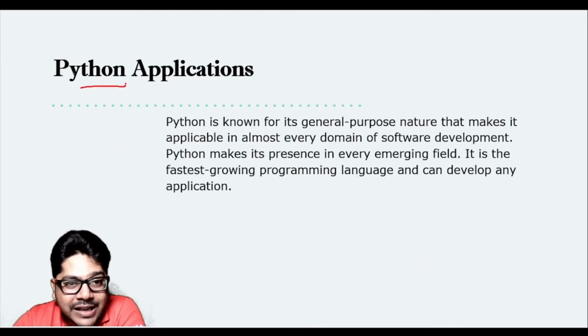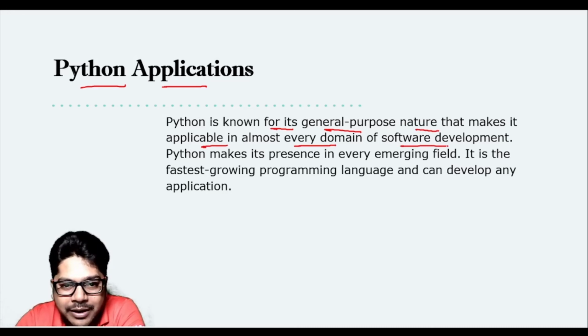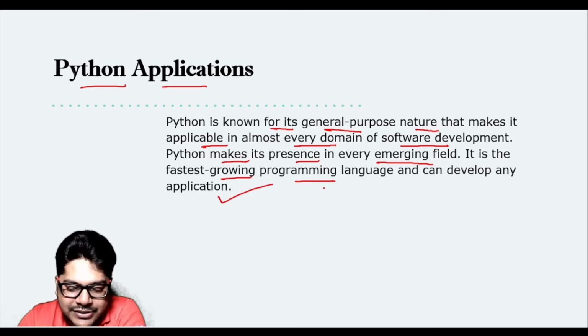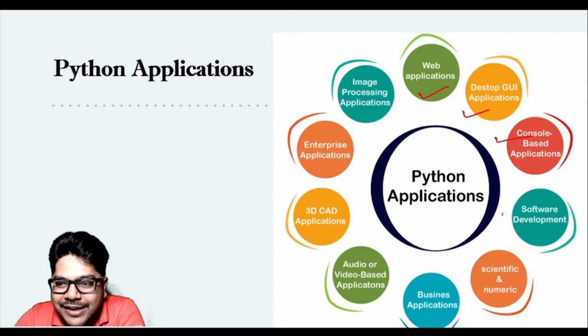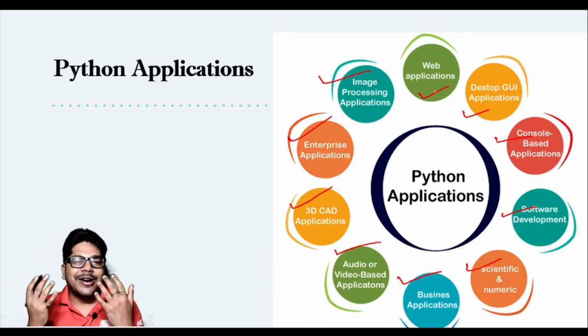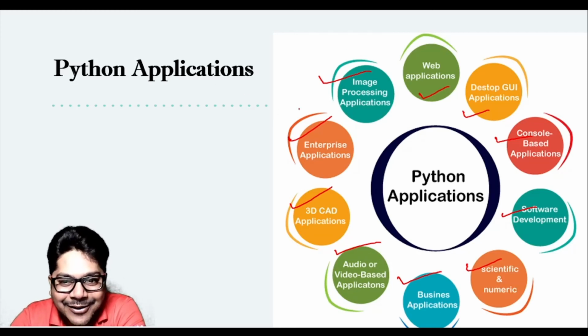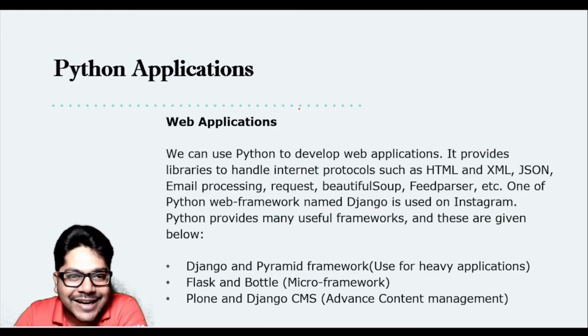So now talking about the vast application of Python. Python is known for its general purpose nature that makes it applicable in almost every domain of software development, and Python makes its presence in every emerging field. And it is the fastest growing programming language and can develop any application. Okay, it can develop any kind of application. So now you can see web application, desktop GUI application, console based application, software development, scientific and numeric, business application, audio video, 3D CAD, enterprise, image processing. What is left? There is nothing left. It covered almost everything. Okay, so let us try to understand each one of them.